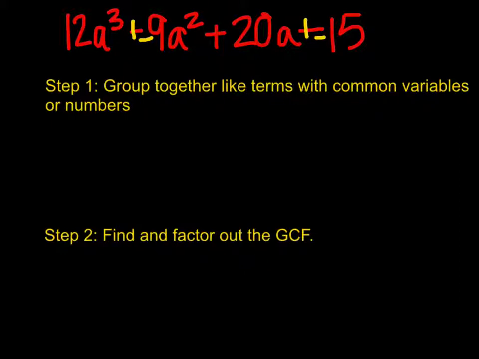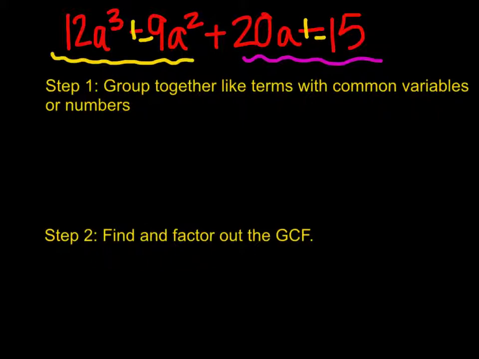To start out with, we need to group together like terms with common variables or numbers. If we look at the first 2 terms of this problem, not only do we have common variables, an a to the third and a squared, so we can take out an a squared in both of those, but I also see that the numbers are multiples of 3. As well, in the second half, we have 20a plus a negative 15. There's a common factor of 5 in 20 and 15, so they're multiples of 5, which is kind of cool.